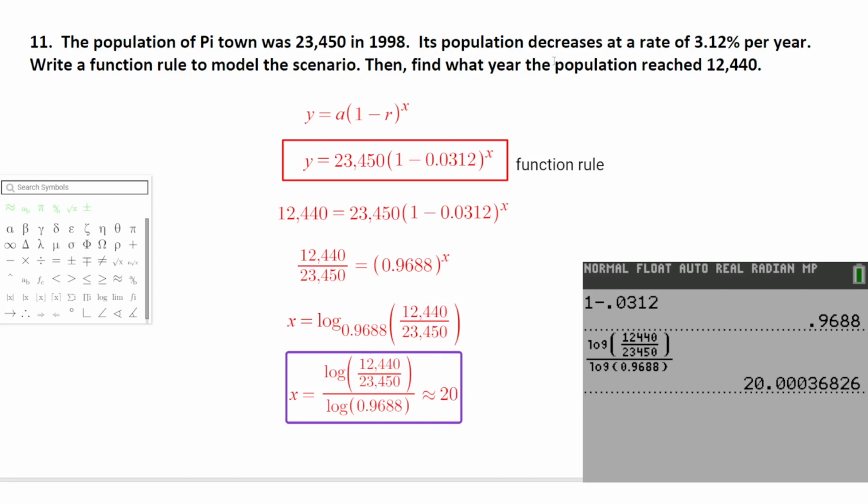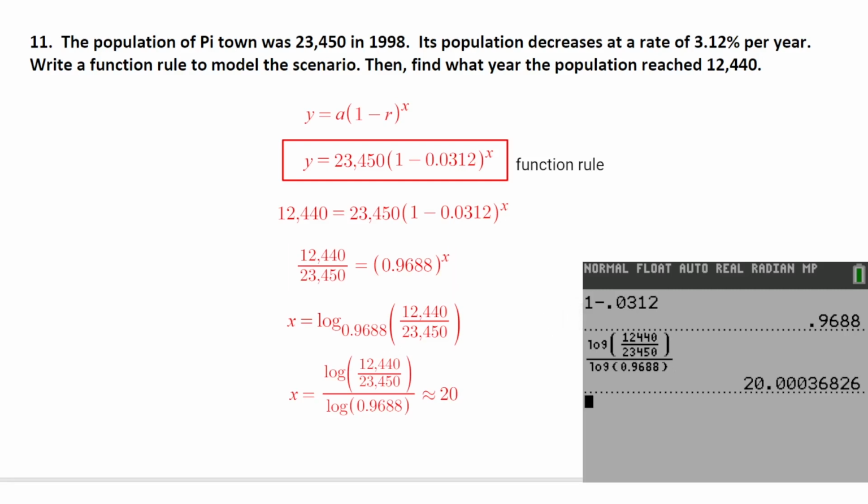So what year did the population reach 12,440? Well, 20 years since 1998. So that's going to be in the year, what would that be? 2018 would be the year. Yeah. Okay, very good. Okay, so that takes care of page 3.